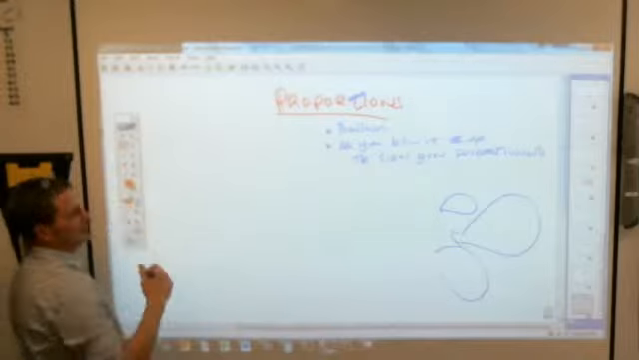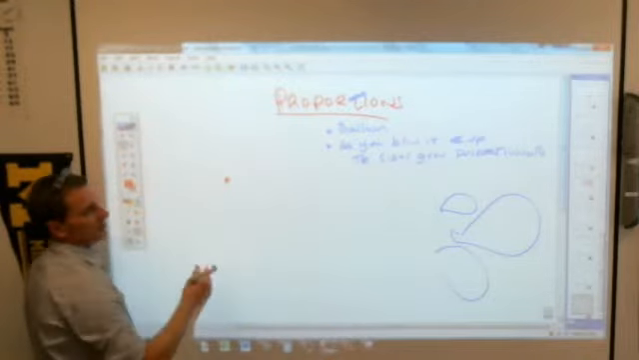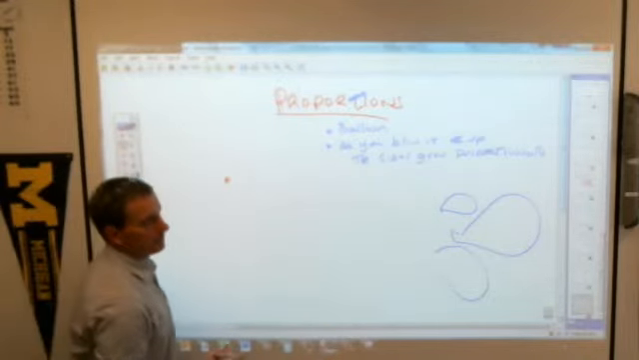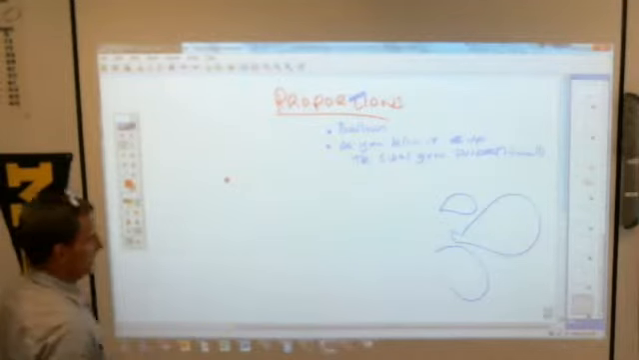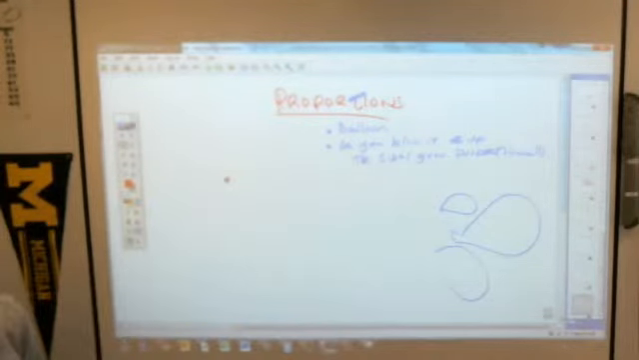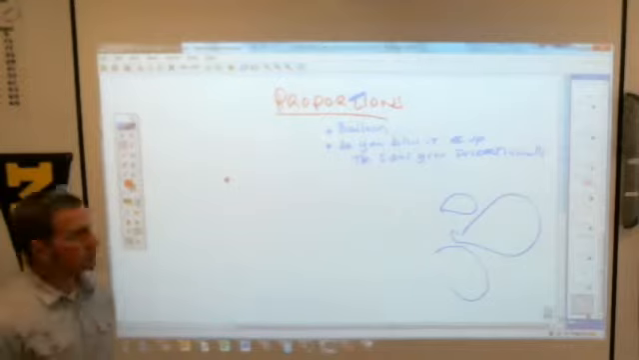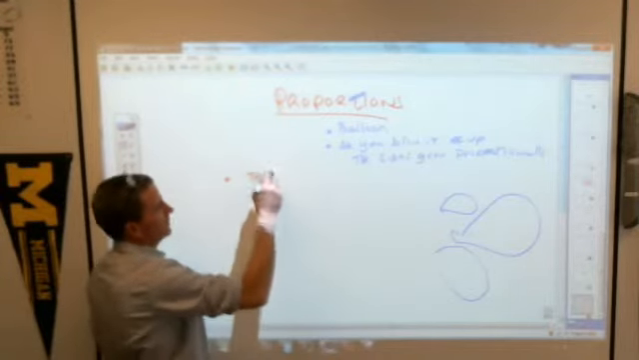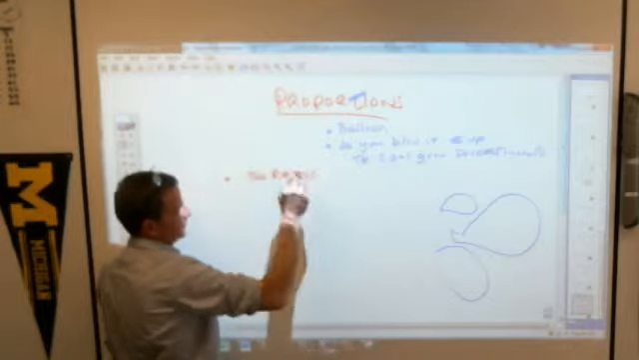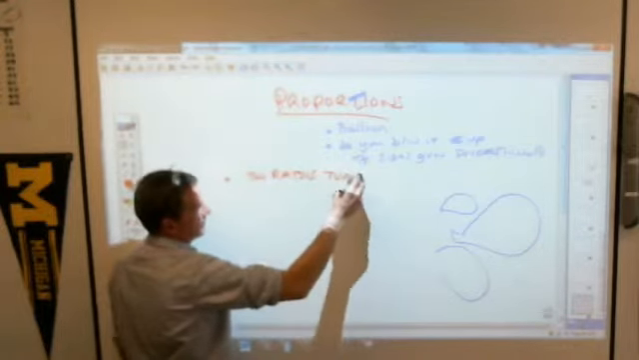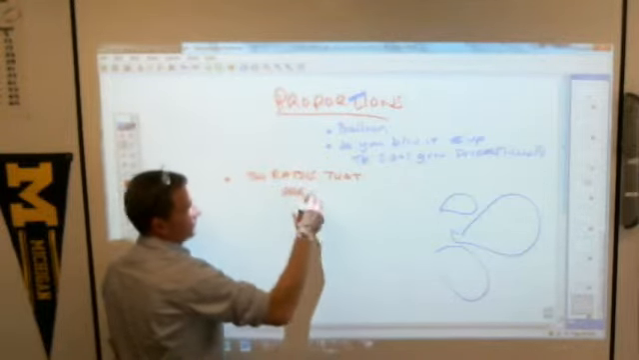And as Charlie was getting to say, the book says in math, when you talk about proportions, it's kind of the same thing. When you have a proportion, you compare two ratios that are equal. Two ratios that are equal.